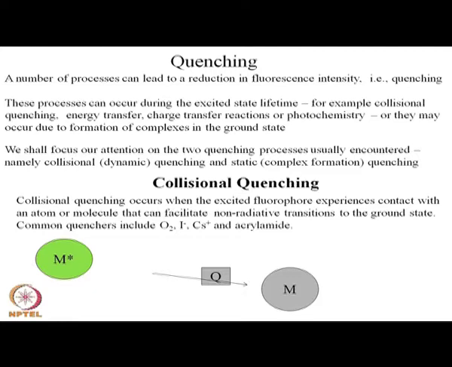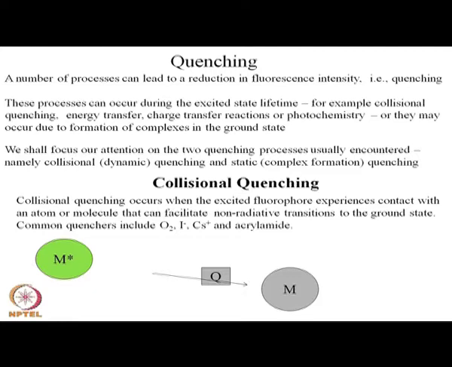We shall focus our attention on two quenching processes usually encountered. One is dynamic quenching, another is static quenching, or complex formation in the ground state. This is called the ground state quenching mechanism. Collisional quenching occurs when the excited fluorophore experiences contact with an atom or a molecule that can facilitate non-radiative transition to the ground state. Common quenchers are O2, oxygen, iodide, cesium plus, acrylamide, then dimethyl. There are many examples.